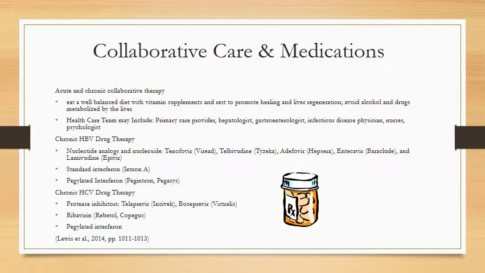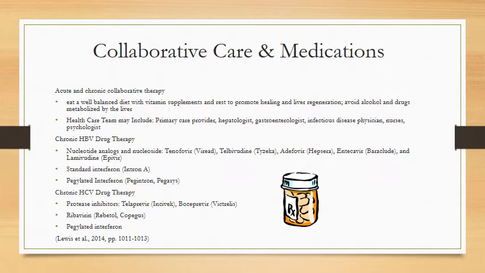Although there is no specific therapy for hepatitis, it's recommended that you eat a well-balanced diet with vitamin supplements and rest to promote healing and liver regeneration. You also need to avoid alcohol and drugs metabolized by the liver. The healthcare team for hepatitis may include the primary care provider, a hepatologist, a gastroenterologist, an infectious disease physician, nurses, and a psychologist.